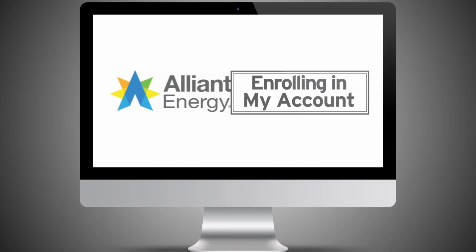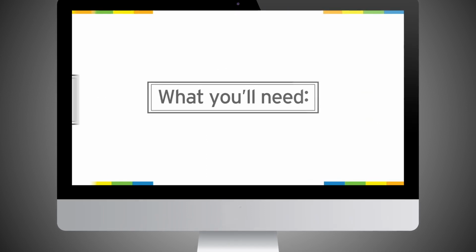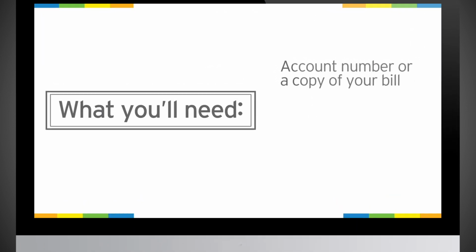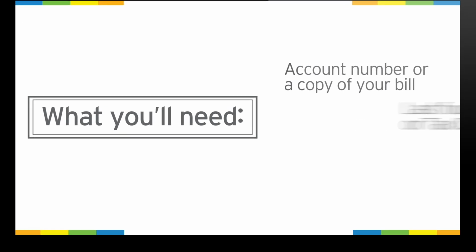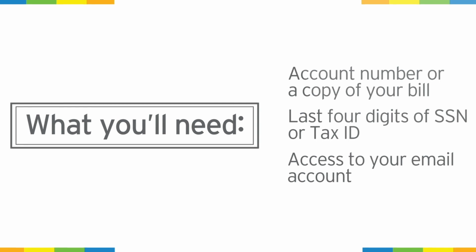In this video, I will be walking you through the steps to enroll a new account with Alliant Energy. First, you'll need your account number, which can be found on any of your Alliant Energy bills. You'll also need the last four digits of your social security number or tax ID, as well as access to your email account to complete your enrollment.